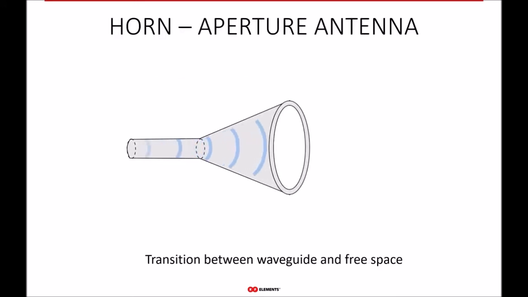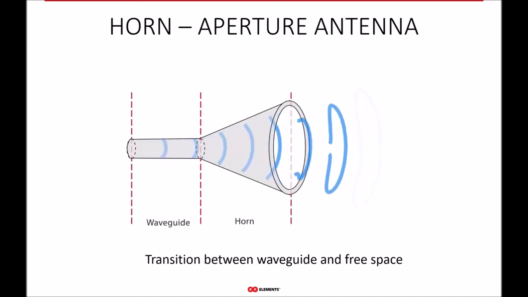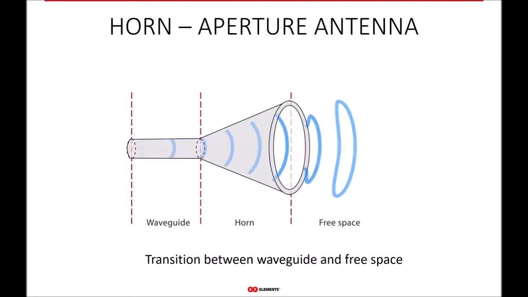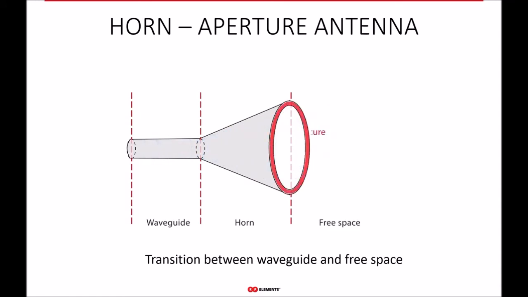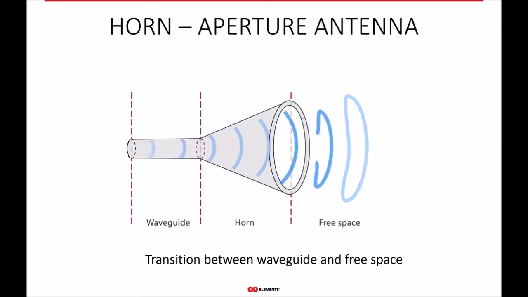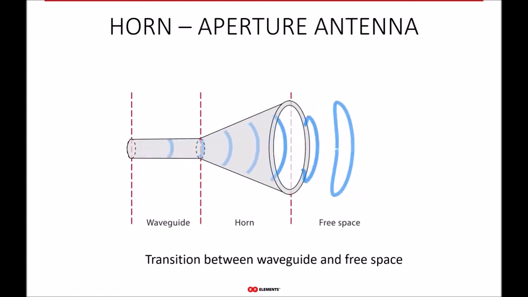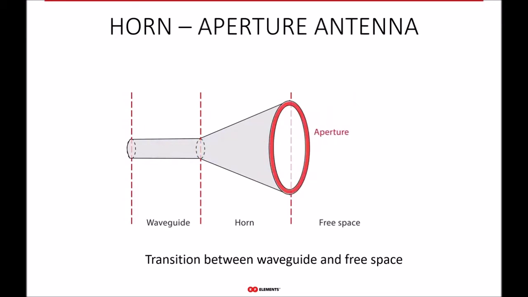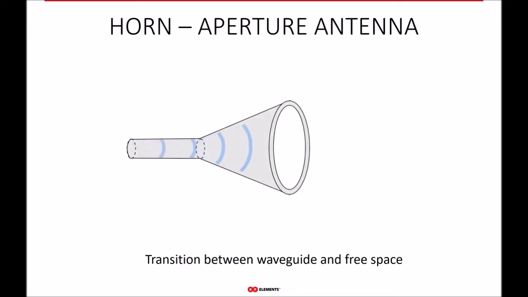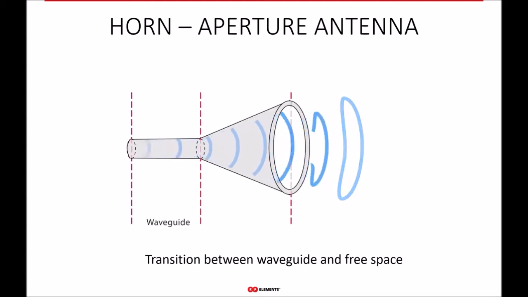You can look at a horn antenna as a transition between free space and the waveguide. So it transforms the guided wave inside the waveguide into a free space wave flying through the air. And a horn is an aperture antenna, which means its properties are determined by the shape and the size of the aperture. And in the case of the horn, also by the length of the aperture.